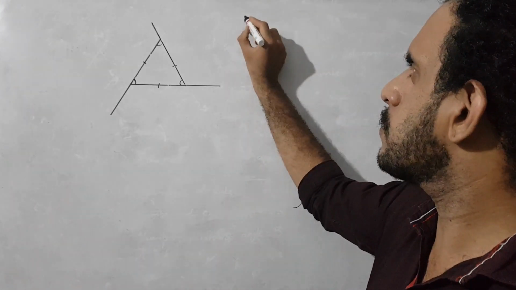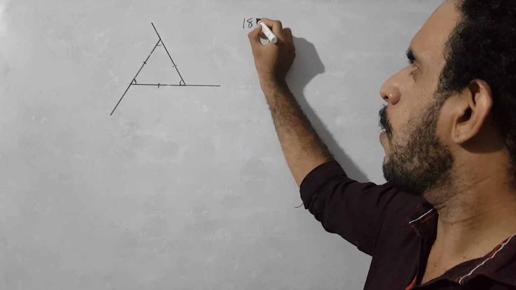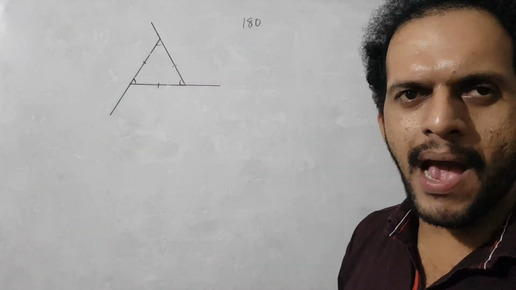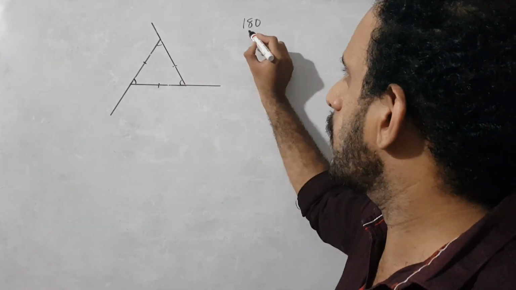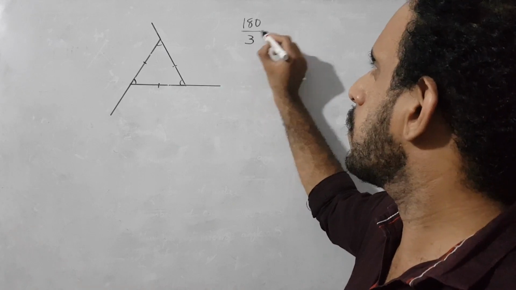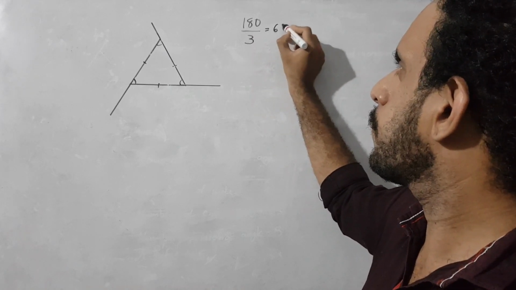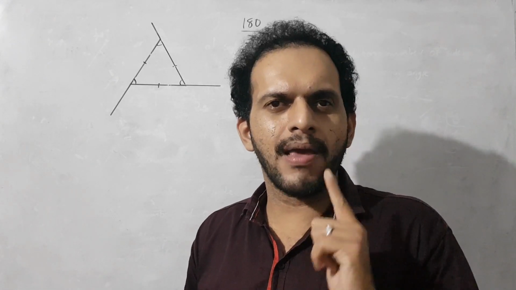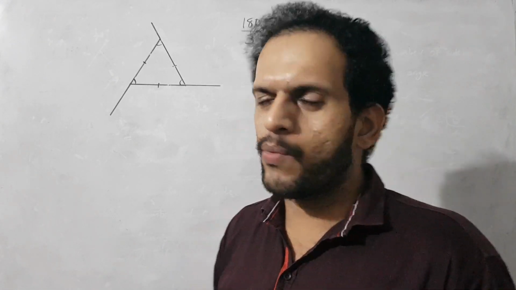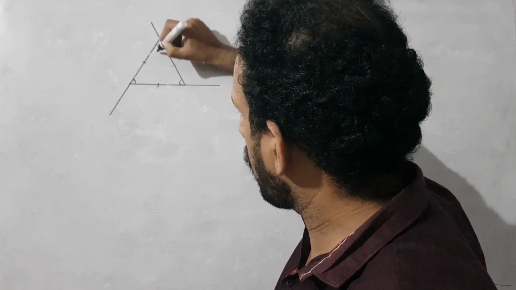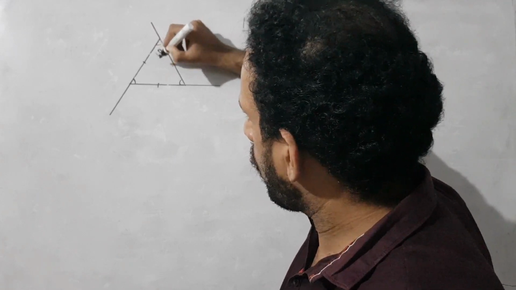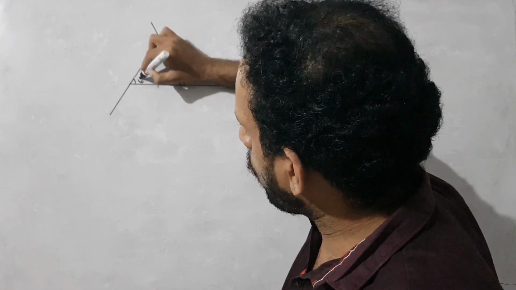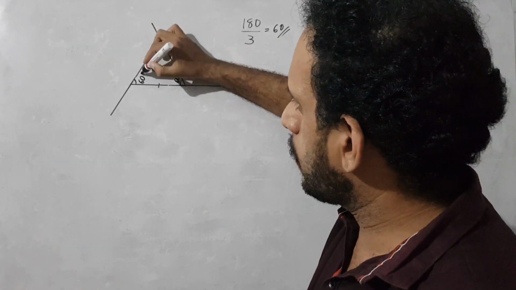Correct? Then the angle sum is equal to 180 degrees. All angles are equal. Then how many angles do we have? We have three angles. Then 180 divided by 3 is equal to 60. So what is the one angle measurement of a regular triangle, meaning an equilateral triangle? That one is 60 degrees. Correct? One angle measurement of a regular triangle, or equilateral triangle, is 60 degrees.